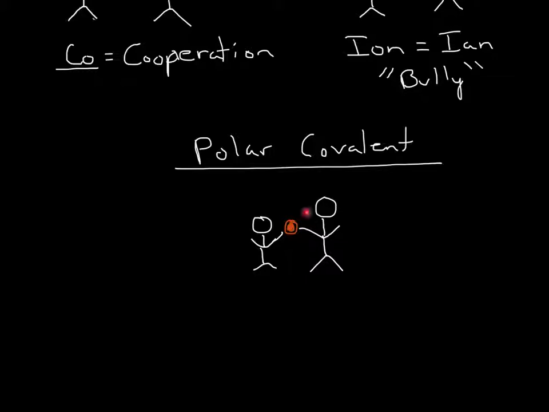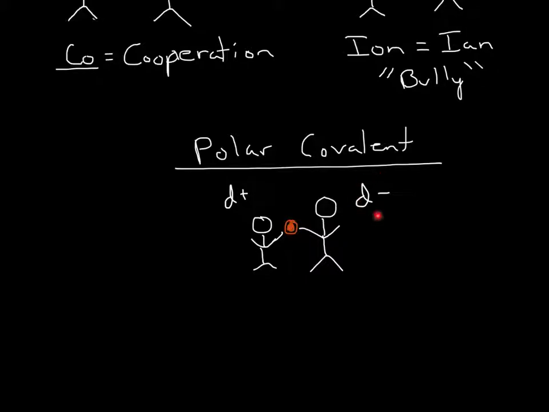they're not sharing it equally. Like one guy's stronger than the other, so it's almost like a tug of war, except this guy's winning. This guy's pulling it in more, so this guy will be a little more negative, and you can represent that by this symbol. It'll be a little more negative because more electrons are on that side, and this side will be a little positive.